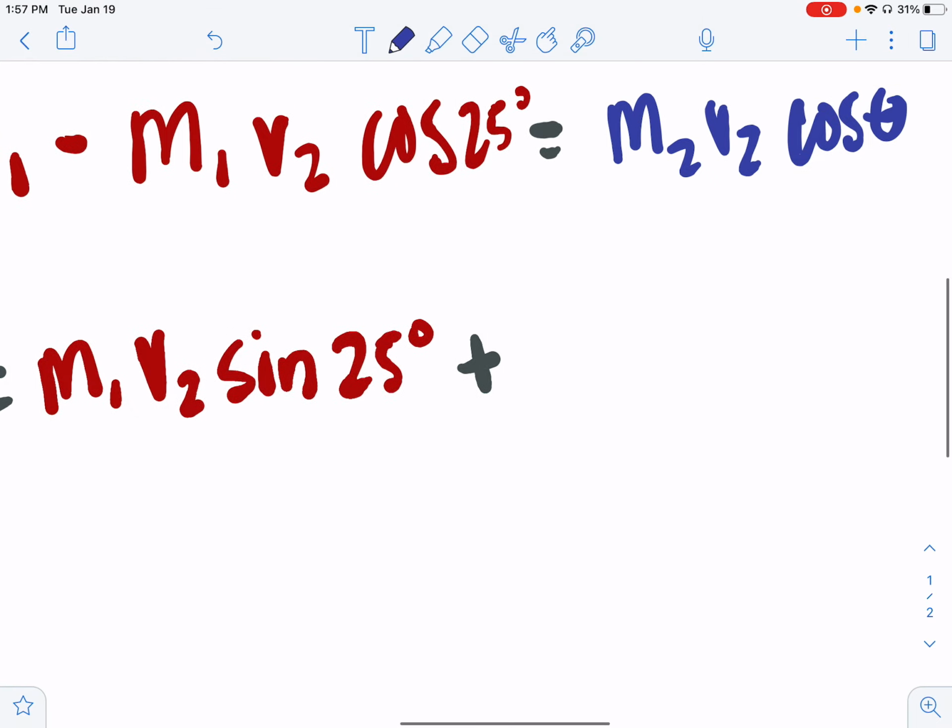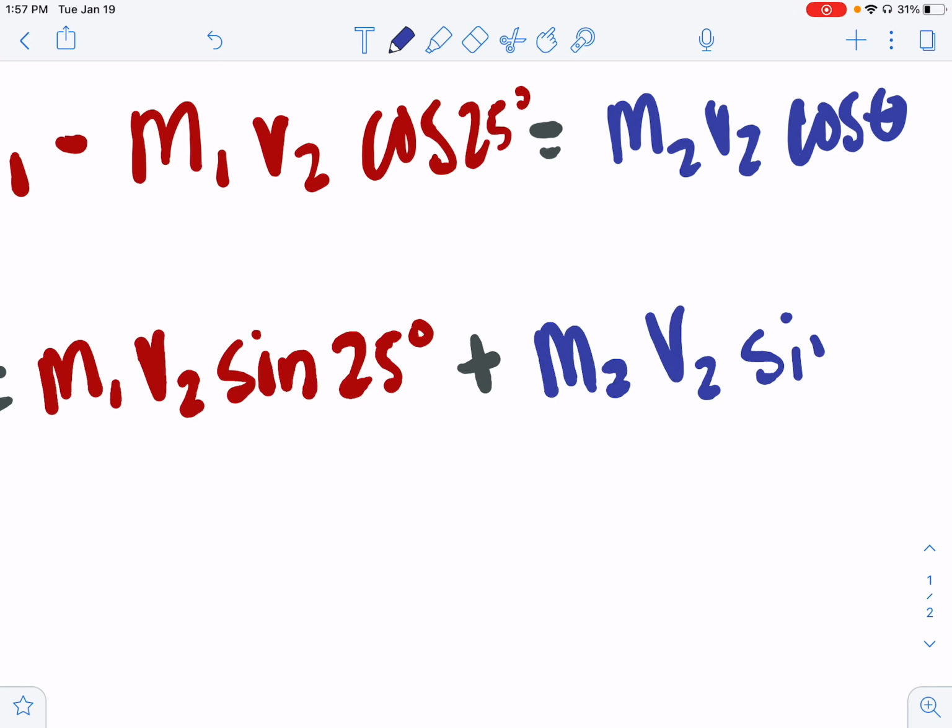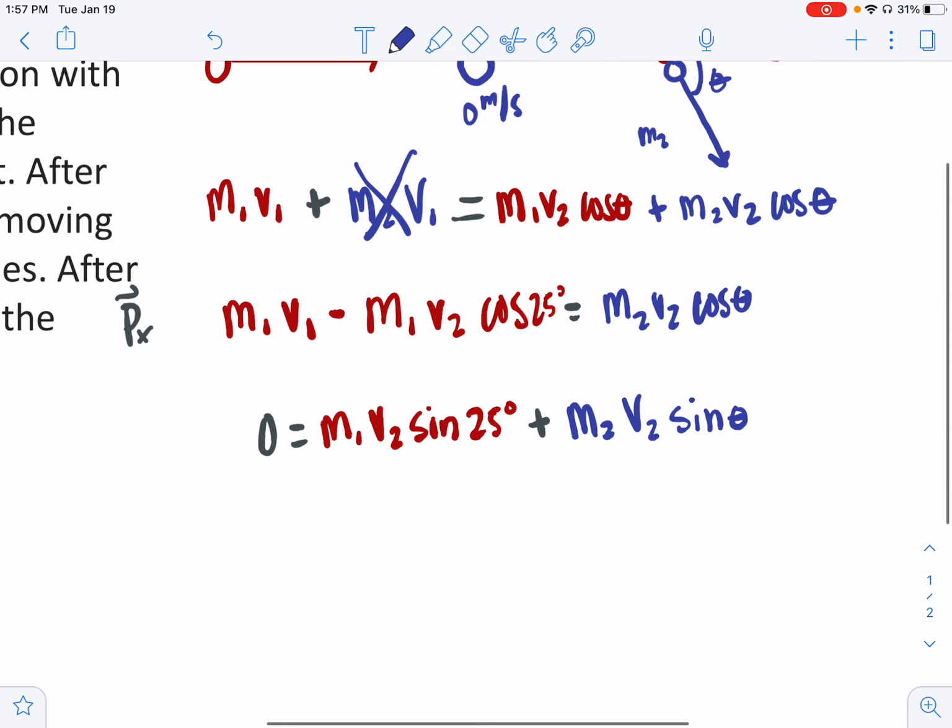If we look at the blue disk, it's going to be m2 v2 and then its sine. So now we have two formulas. Well, when we look at this, there are a lot of unknowns. Yes, we know 25, we know the velocities of the red disk, the before and after, but we don't know the masses of either disk, nor do we know the velocity of the second disk after.